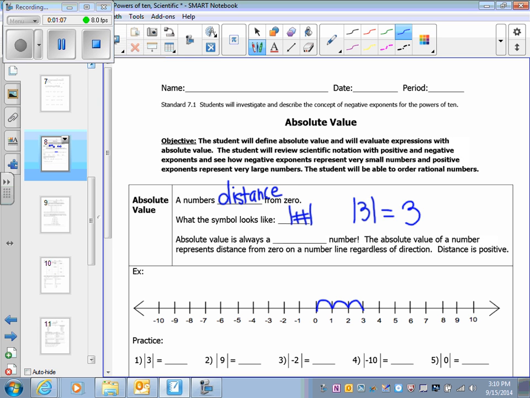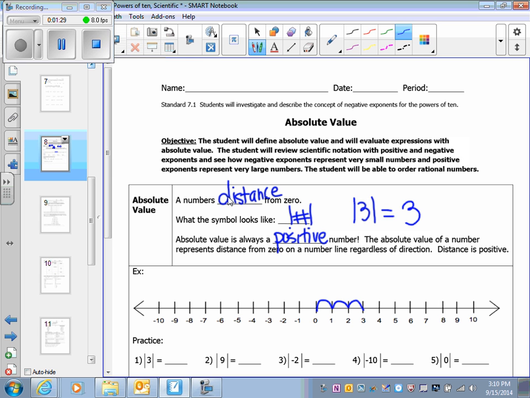So what you will notice is absolute value is always a positive number. Okay? Meaning distance is always positive. Whenever you describe distance, it's positive. You never say that I am traveling negative miles to get home, for example. Okay? So let's look at some practice problems.